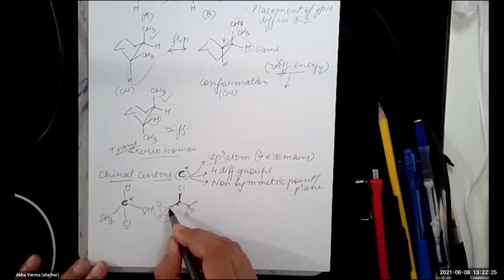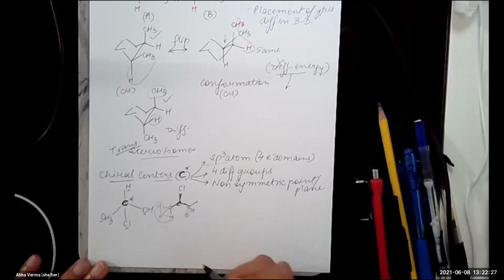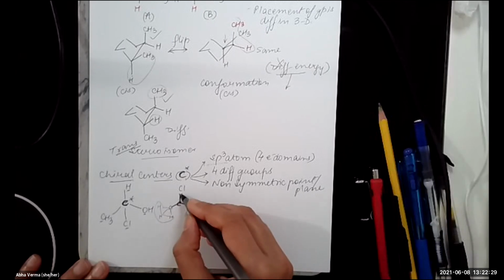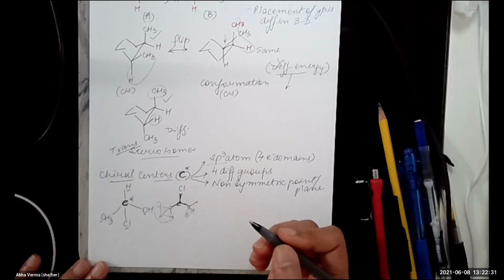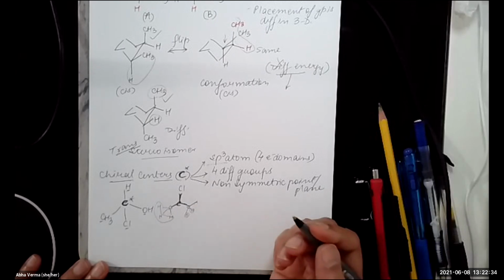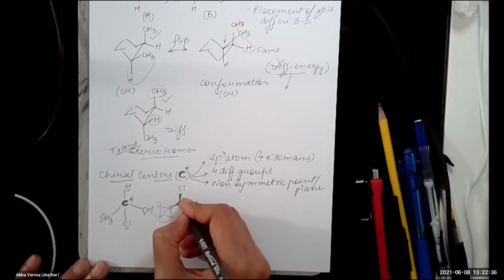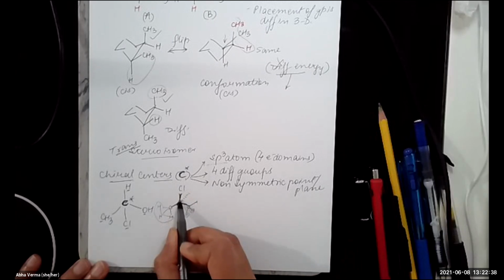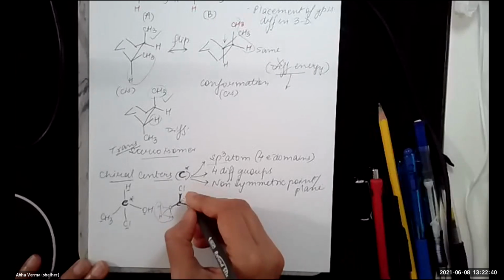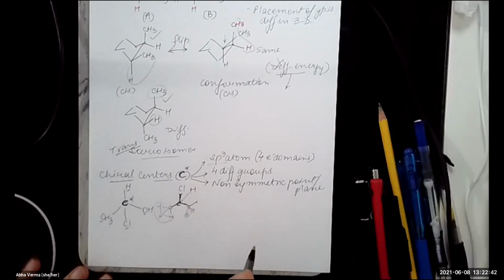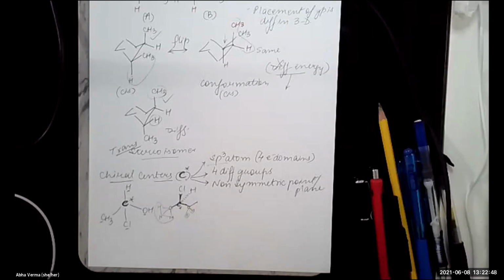What about this? Yes, there is a methyl group and an ethyl group, 1 chlorine. What is the 4th bond? The hydrogen, the hidden hydrogen. Because my chlorine is coming out of the plane, my hydrogen will be going behind the plane. So this is a chiral atom.